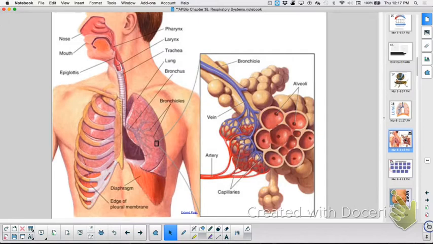Your epiglottis. Yeah, when you swallow, your epiglottis is a flap that covers the top of your trachea so that food will not go down it. Then you have your larynx, which is your what? What is your larynx? Voice box. Then you have your trachea.